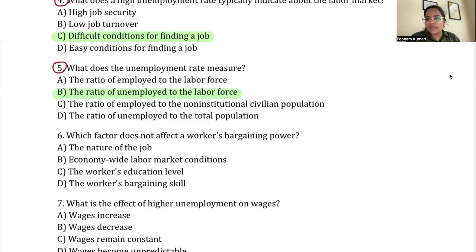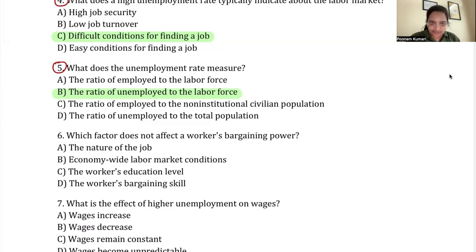I'm a person who has very good bargaining skills, but I am applying for a job at McDonald's as a waiter. Will my bargaining skills impact anything? No, ma'am. Tell me.